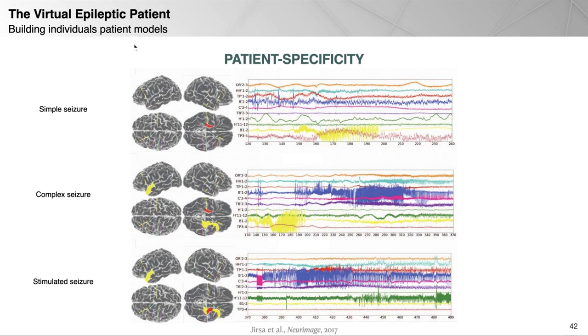Here you can see the SEEG recording of these patients. And the dynamics are roughly between 2 and 4 minutes. On the top row, you can see simple seizures, which start locally and stay local. So the seizure starts in the right hippocampus. You can see it with the electrode B here.